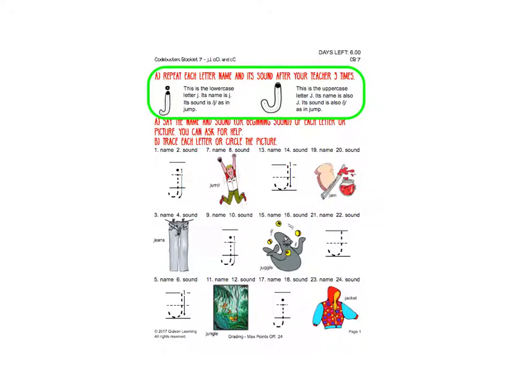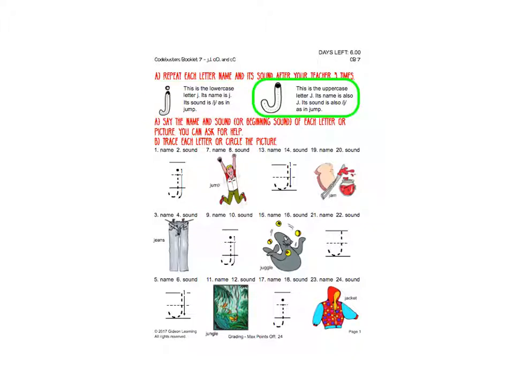Let's read the directions at the top. Repeat each letter name and its sound after your teacher 3 times. This is the lowercase letter J. Its name is J. Its sound is J, as in jump. J, J, J. And now we can write our lowercase letter J.